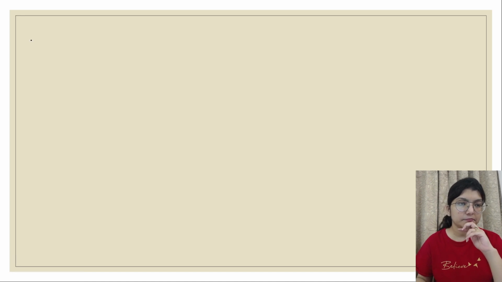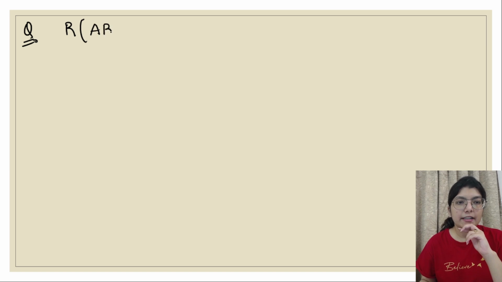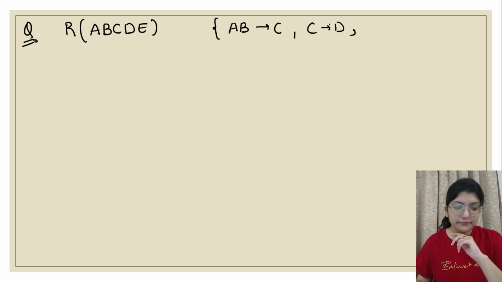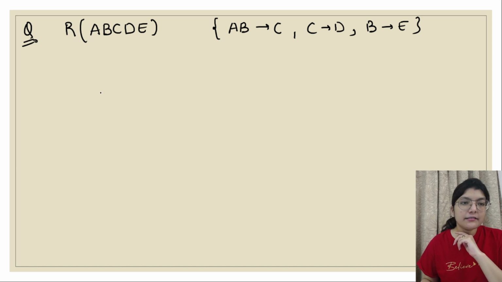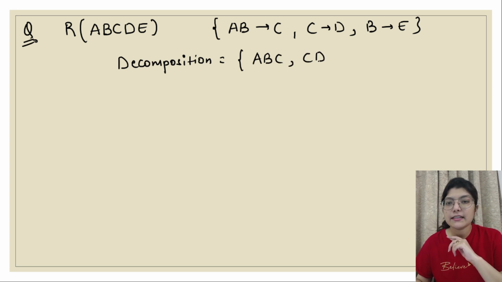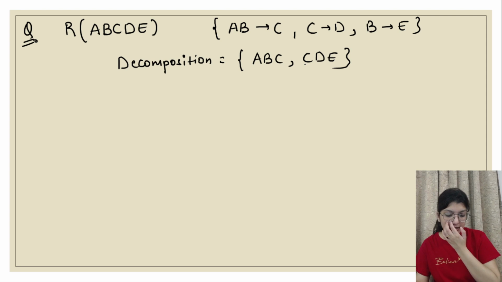You have a relation R and you have A, B, C, D and E. Then you have AB to C, then you have C to D, and then you have B to E. Okay, and the decomposition is done into ABC and CDE. So tell me whether this is lossless or lossy.